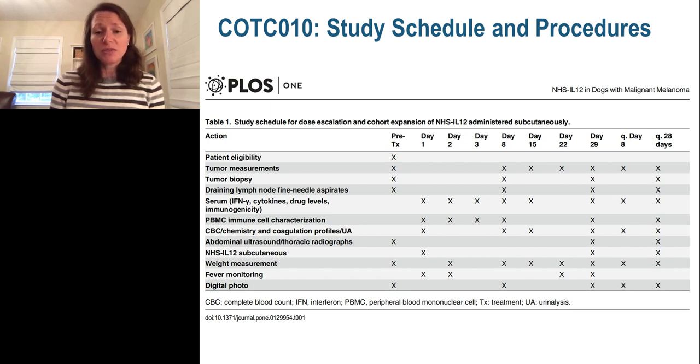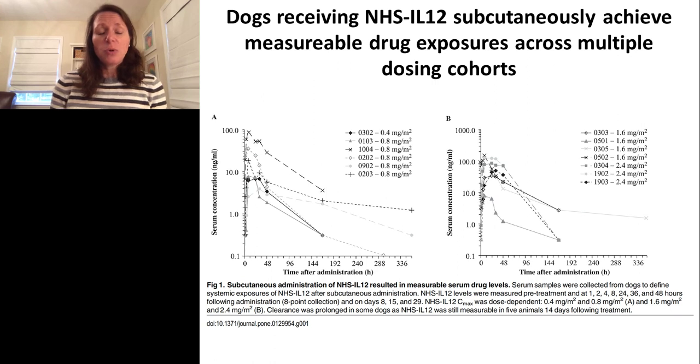And the dogs that were responders to the agent were allowed to move forward onto additional treatment cycles every 28 days. What we were able to learn from this is that dogs that receive NHS-IL-12 subcutaneously achieve measurable drug exposures, and this was a dose escalation trial, so there were multiple dosing cohorts that spanned from 0.4 mg per meter squared all the way up to 2.4 mg per meter squared. In this slide, I'm showing you that after the time of administration of drug, we were able to capture drug levels in serum over several hours post-administration across all the dosing cohorts to define the PK profile.